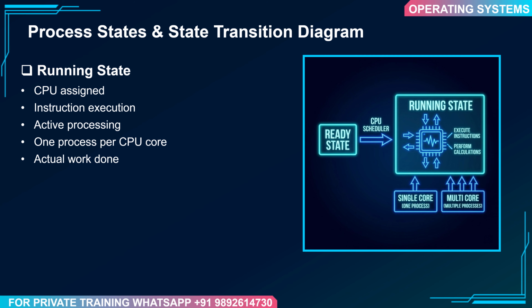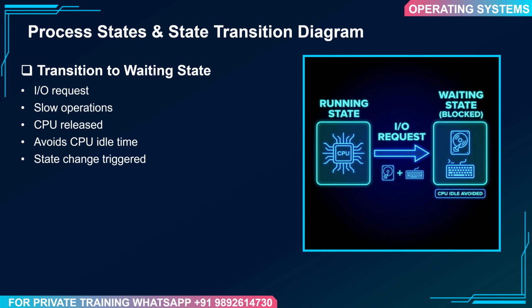Now comes the running state. When the CPU scheduler selects a process from the ready state and assigns the CPU to it, the process enters the running state. This is the state where actual execution happens. Instructions are being fetched, calculations are performed, and the program makes progress. At any given moment, on a single core CPU, only one process can be in the running state. On multi-core systems, multiple processes can run at the same time, but each core still runs only one process at a time.